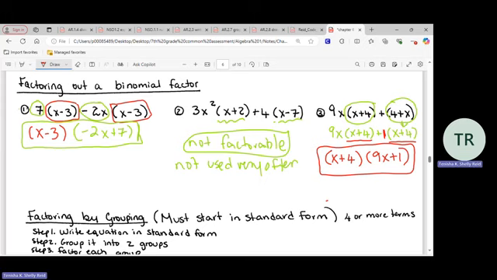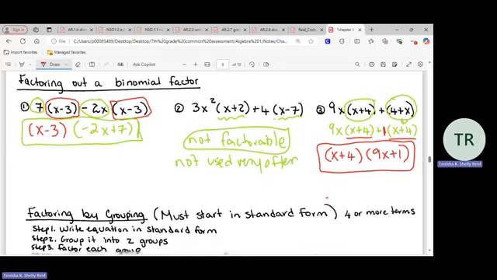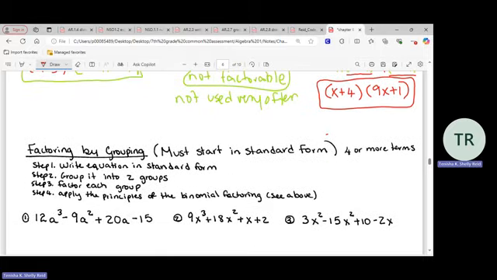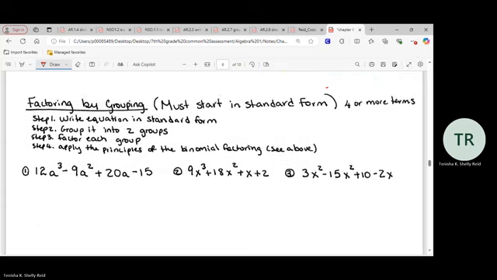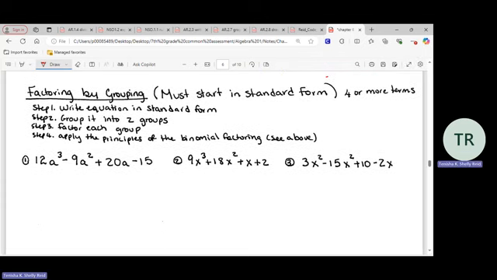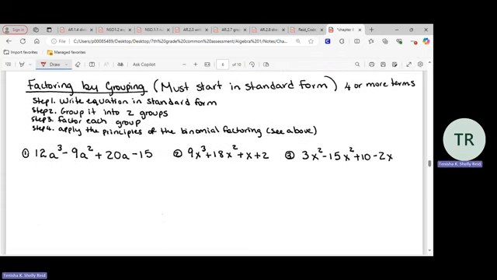That's how we factor out a binomial factor. We use that a lot because we factor by grouping. To factor by grouping, you must start in standard form. And it must have 4 or more terms. If it's a trinomial with just 3 terms, you can't factor by grouping. It's not enough to group. All right, so to factor by grouping, we need 4 or more terms.